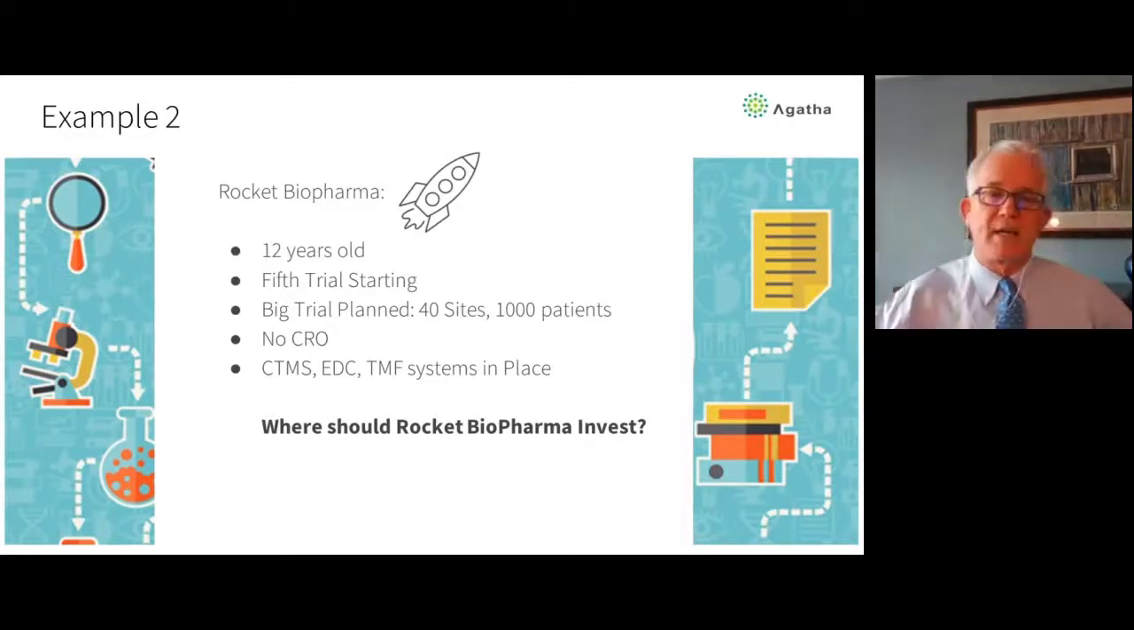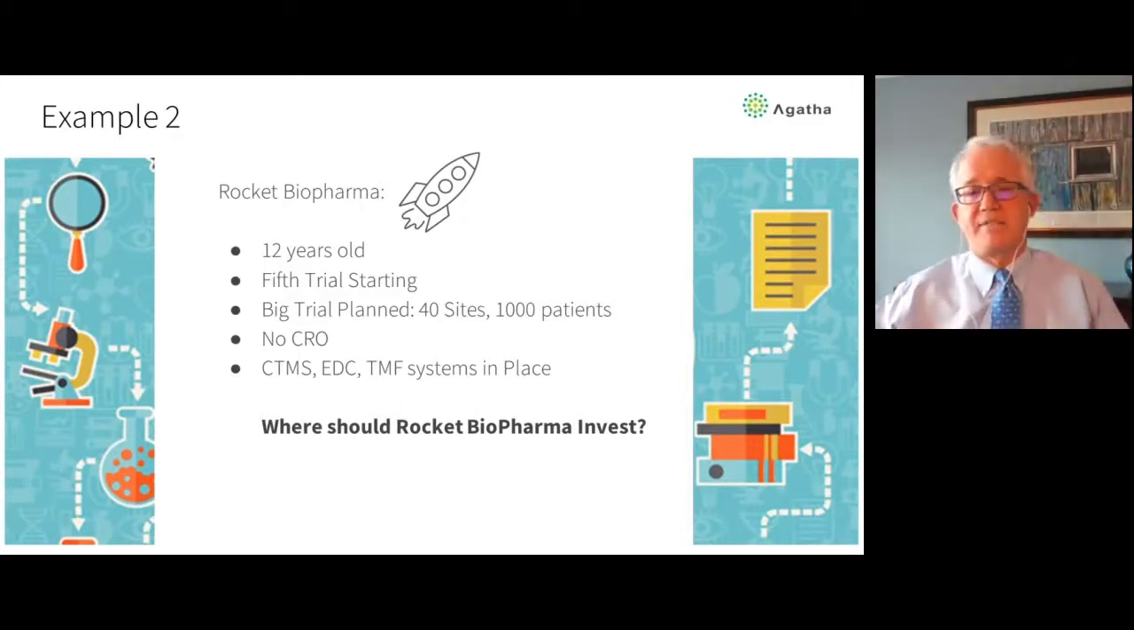So this is Rocket Biopharma. I gave them a logo of a little rocket. Remember clip art? I'm still a clip art guy. So Rocket Biopharma, 12 years old, been around longer. They have their 5th trial starting. It's a big trial, 40 sites, 1,000 patients, getting closer to a submission. They're not using a CRO.